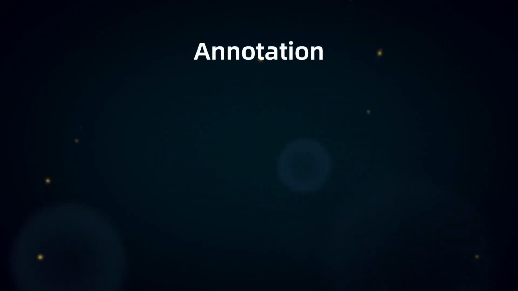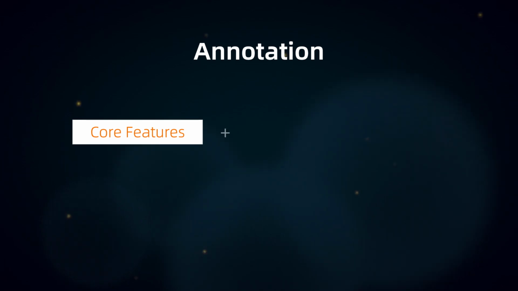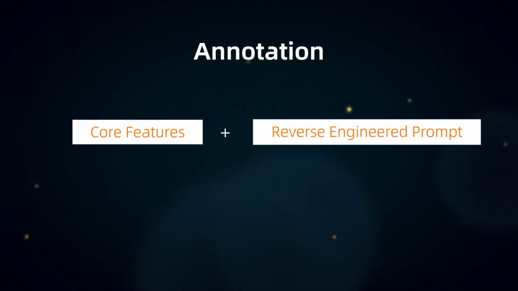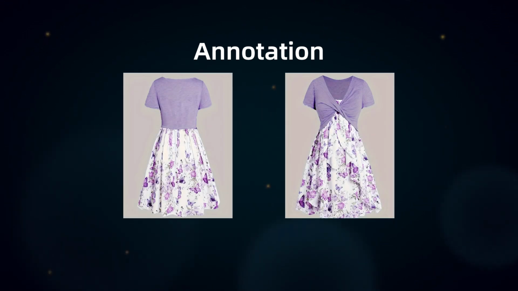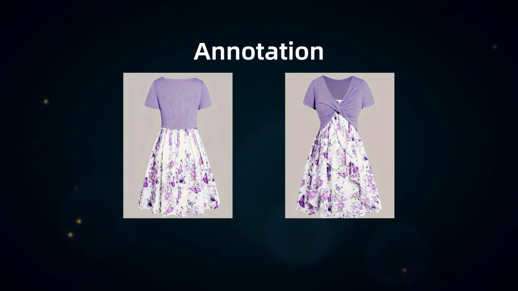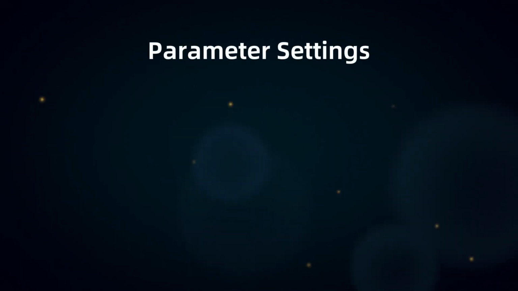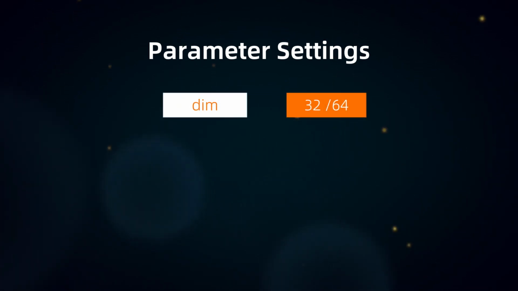For annotation, first, I summarize the key features using the same method as before. Then, I add the reverse-engineered prompt of the image. However, it's best to double-check, especially for clothing where the front and back might be hard to distinguish, requiring manual corrections. Here's how I usually set the parameters: a higher dim, such as 32 or 64.